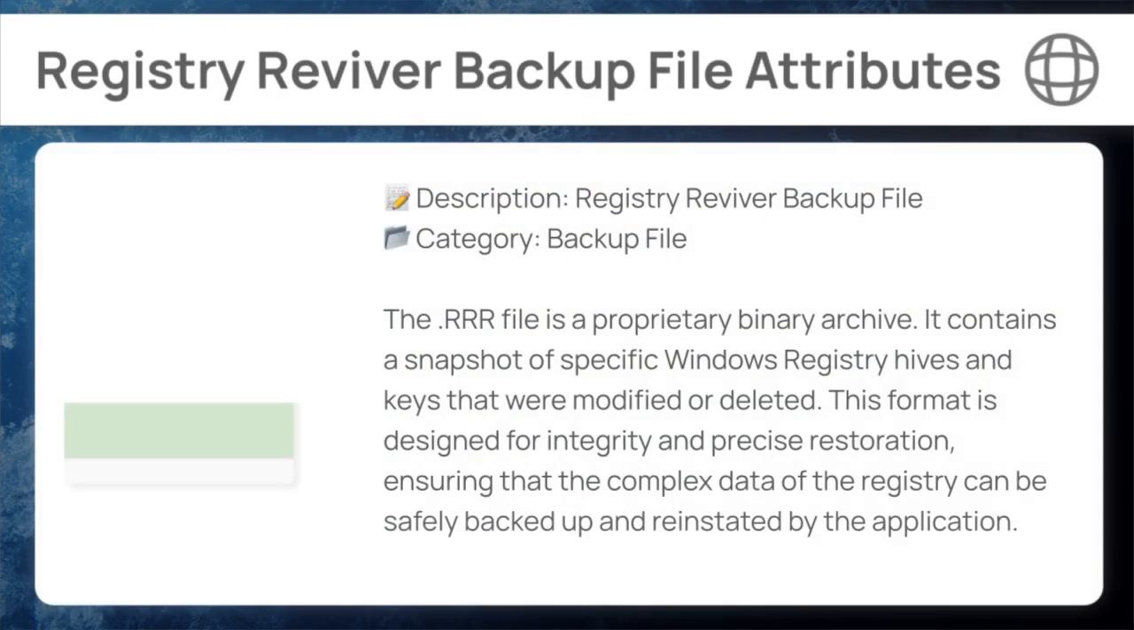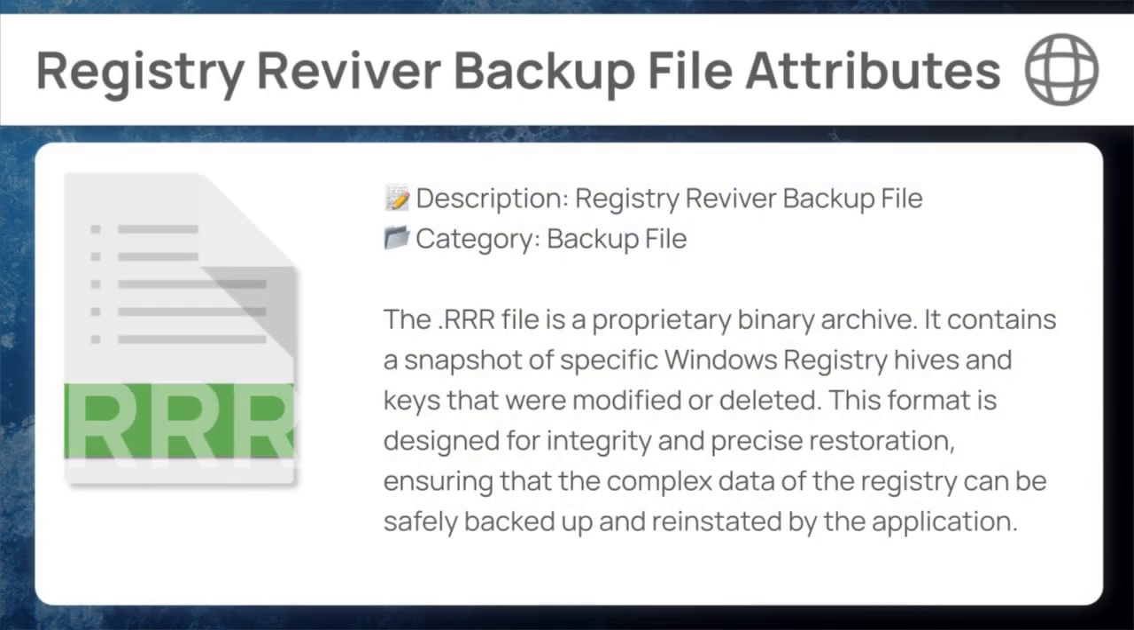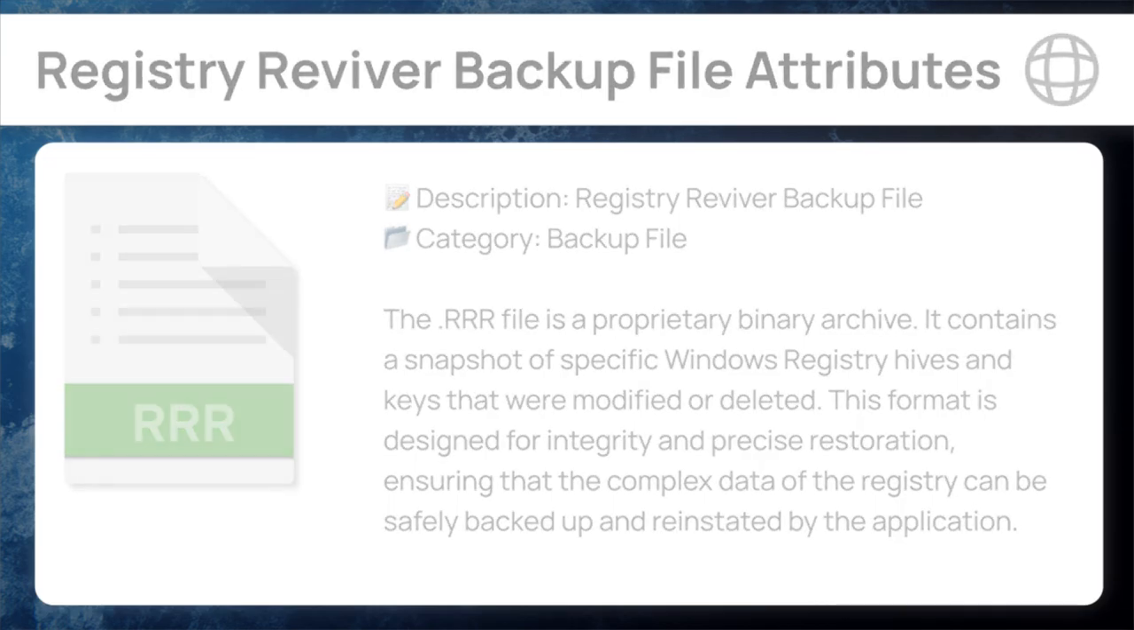The RRR file is a proprietary binary archive. It contains a snapshot of specific Windows registry hives and keys that were modified or deleted. This format is designed for integrity and precise restoration, ensuring that the complex data of the registry can be safely backed up and reinstated by the application.